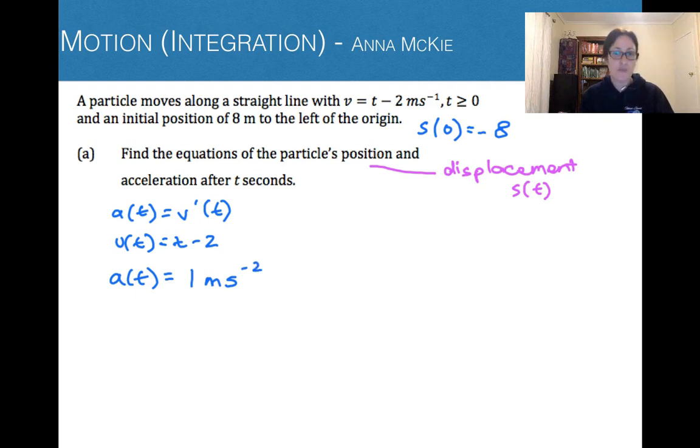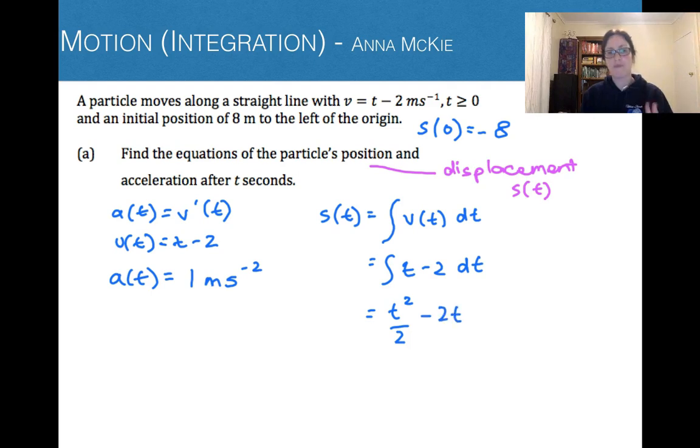And the equation of the particle's position, which is the displacement function. s of t is the integral of our v function with respect to t. So we're integrating t take 2, and we apply our integration rules, raise the power by 1 and put it over the power each time around. But because it's not a definite integral, we have to add the integration constant, which is plus c.